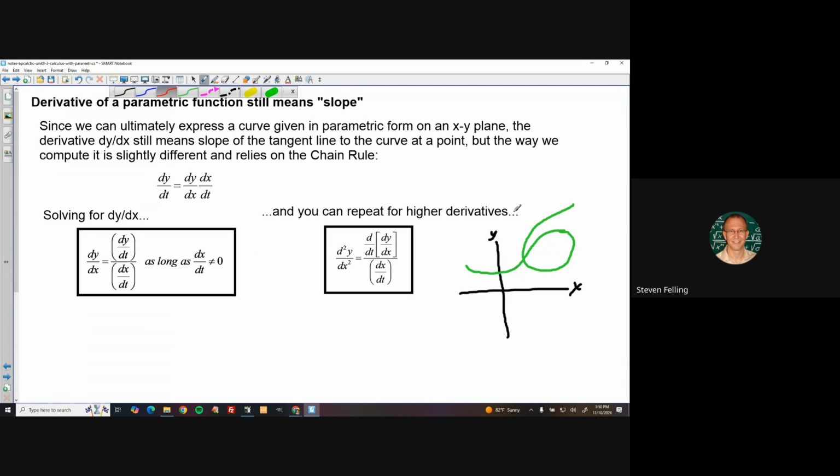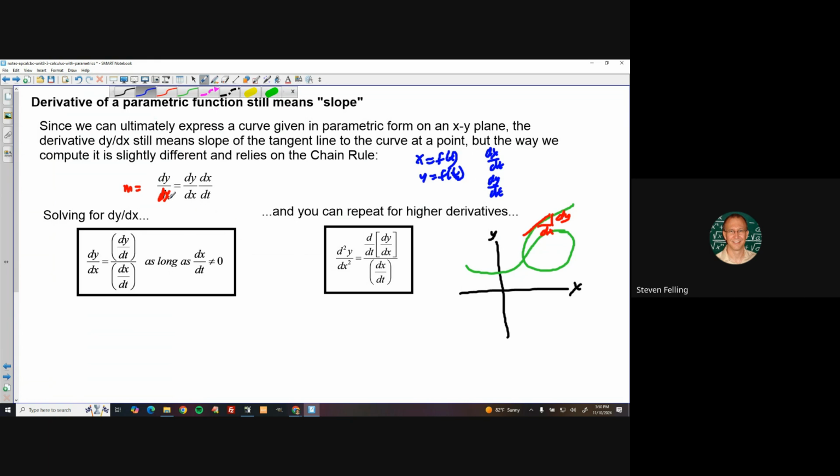The slope of a tangent line at any point is still a little change in y and a change in x. So we still compute the slope of a tangent line as dy/dx. But the problem is that we don't have y in terms of x. We have y in terms of t and x in terms of t. So if x is some function of t and y is some function of t, we can take the derivative of the x equation, which is dx/dt, and the derivative of the y equation, which is dy/dt. So how do we combine those together?